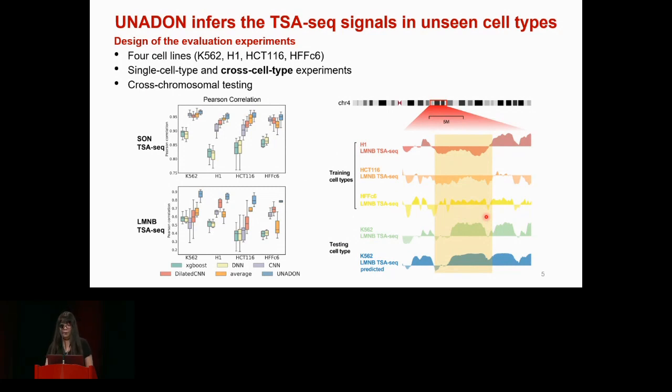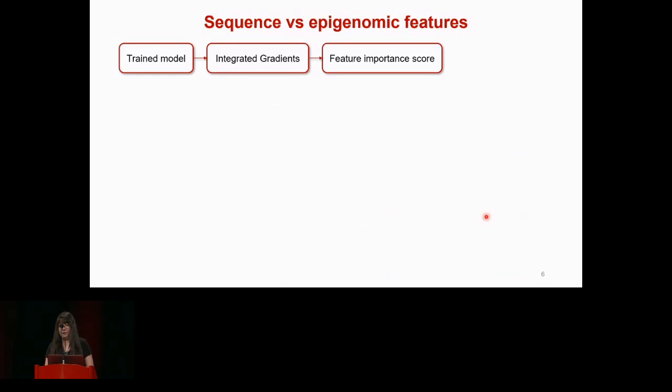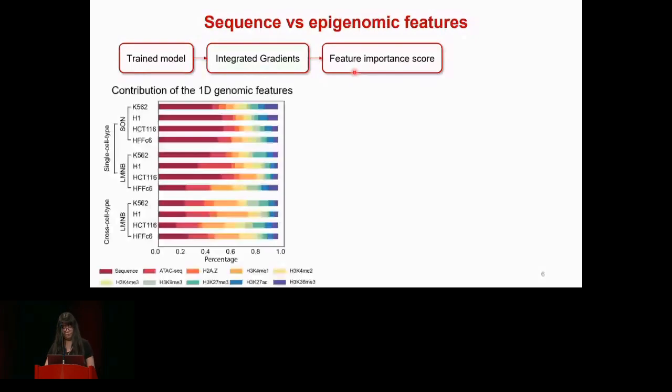Okay, that's for the model evaluation. Another question we want to ask is what features are actually important for the prediction. So we investigated the contribution of different genomic features by applying an interpretable machine learning method called integrated gradients. We summed up the genome-wide importance scores for each genomic feature across all the experiments, and that is summarized on the left. Each row represents one experiment, and the different color bars represent the contributions from different genomic features.